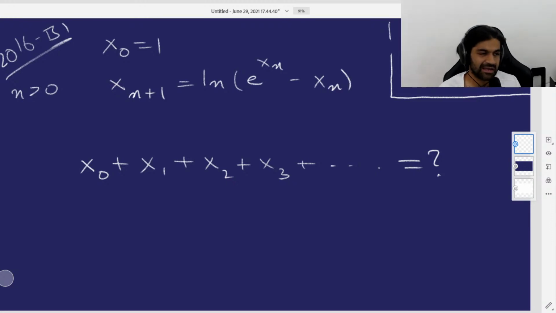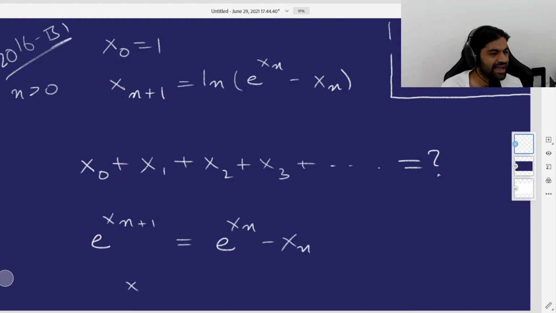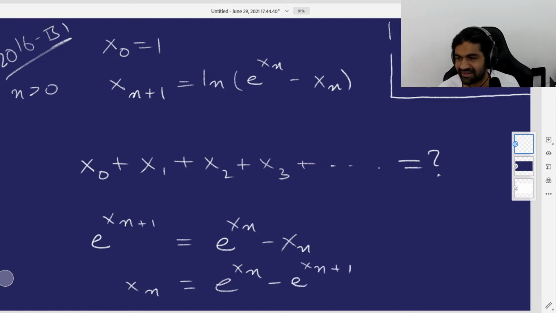To do that, you just take e and raise both sides to e. Now all of a sudden you have e to the x_{n+1} equals e to the x_n minus x_n. And so x_n is equal to e to the x_n minus e to the x_{n+1}, right? You can get from there, using a telescoping argument, that the series is going to converge to e minus 1.